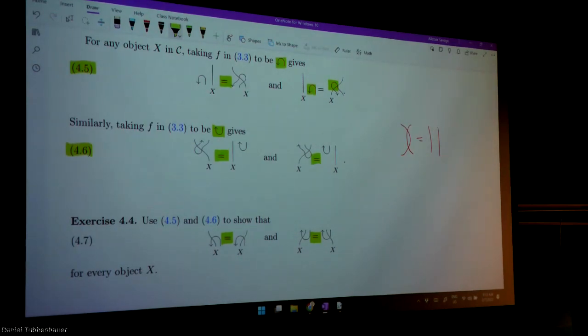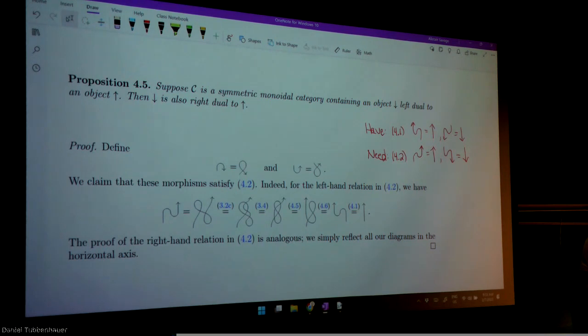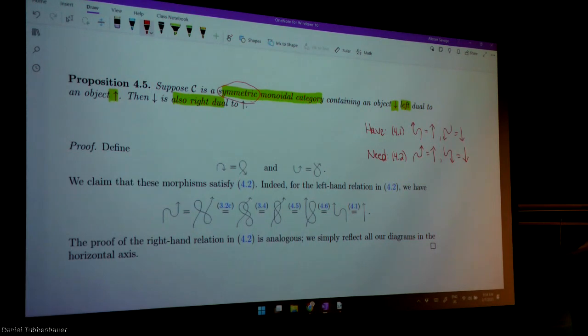Okay, so let's keep going. So now let's come to what I think is the first significant proposition, and I want to go through the proof to give people a flavor for how you can prove these types of things using string diagrams. If you have a symmetric monoidal category that has some object down arrow that's a left dual to an object up arrow, then it's also a right dual. And what's key here really is that we're working in a symmetric monoidal category. So this is not true in an arbitrary monoidal category. But if we have a symmetric monoidal category, then left duals are automatically also right duals. Okay, and you can give a really nice string diagram proof of this.